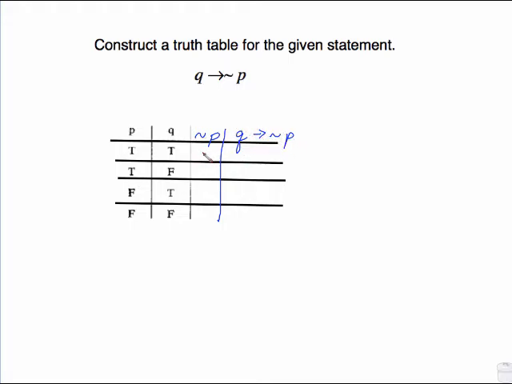So not P means we negate the P column, so the two T's become F's and the two F's become T's. Now to do if Q then not P, we're looking at this right here under the conditional connective. Remember, the only time the conditional is not true is if the premise is true and the conclusion is false, which is what this is right here. This is false. These other ones are all true.